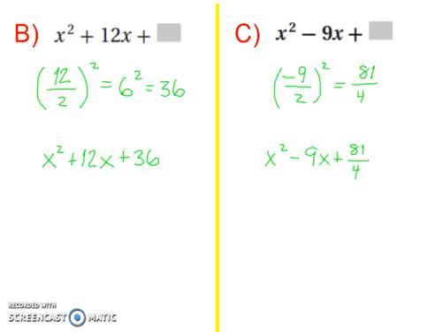And there you have it. Just for practice, the directions didn't ask us to do this, but let's simplify this. So we're going to factor, and we end up with x plus 6 squared. In this case, we're going to have x minus 9 divided by 2, that quantity squared.